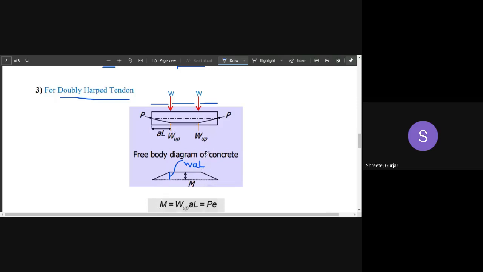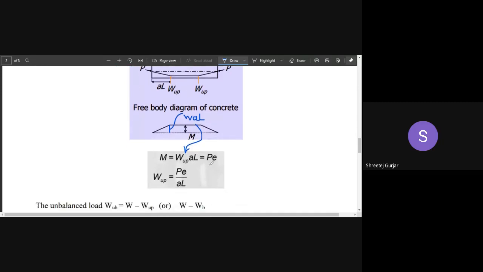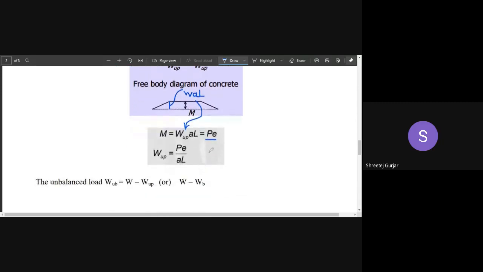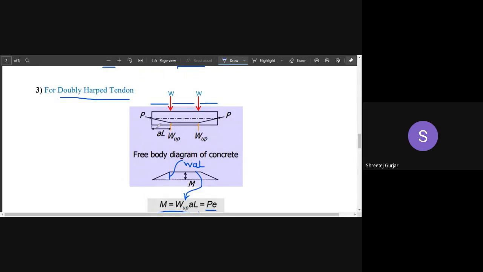W into AL. So substituting the same thing, instead of W, you can substitute WP, which is your upward thrust. So equating that to P, this AL will come at the denominator, and you will get the upward thrust formula, that is P into E by AL, where AL is the distance from your support.